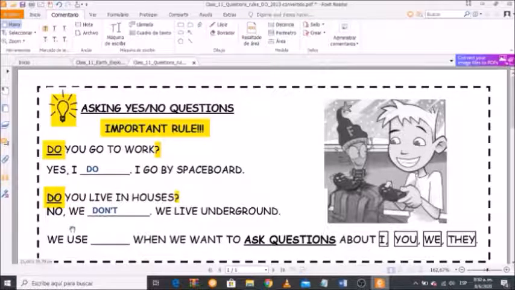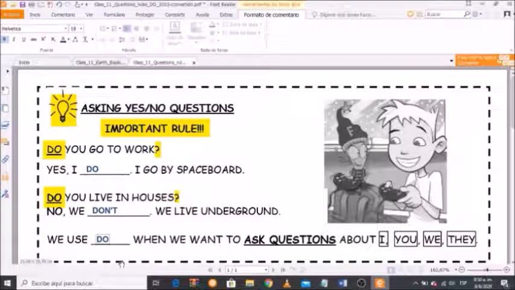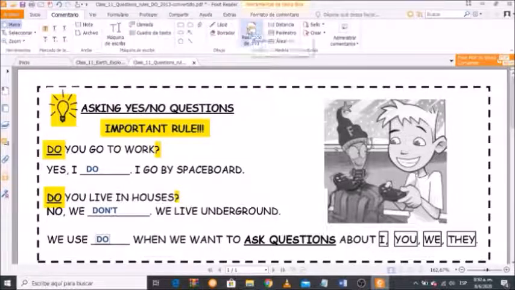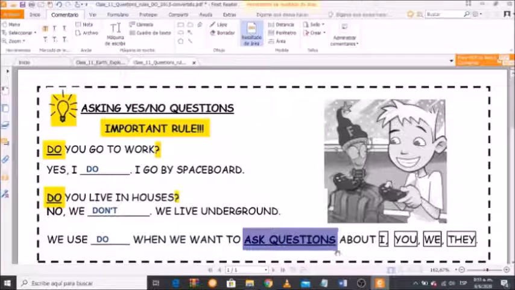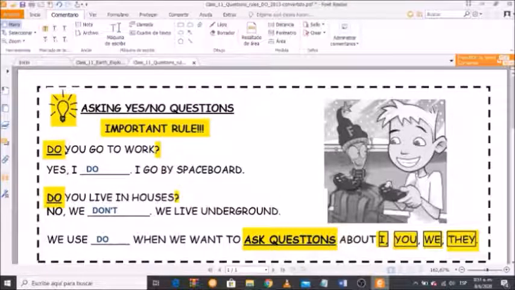Entonces, vamos a decir, fíjense que tenemos nuestra regla abajo del handout, and it says, we use, es decir, usamos. And what do we use? ¿Qué usamos? Very good. We use do when we want to ask questions, es decir, cuando queremos hacer preguntas about I, you, we, and they. Es decir, cuando nuestros sujetos son I, you, we, and they, vamos a usar el auxiliar do al inicio de esas preguntas. Okay? So, remember that if you have any questions, please ask your teacher in the chat.